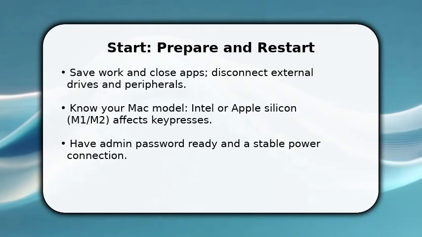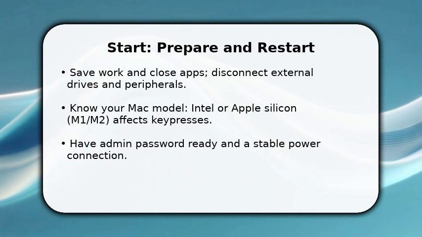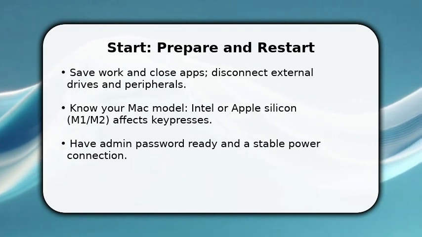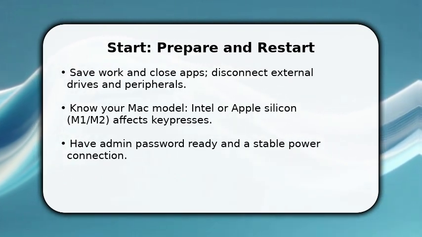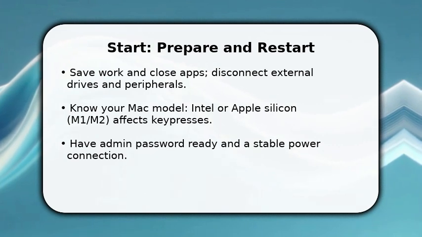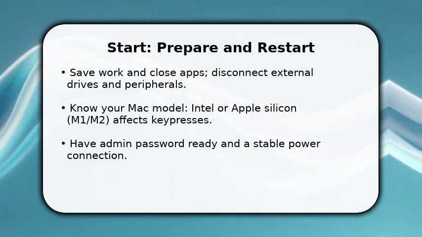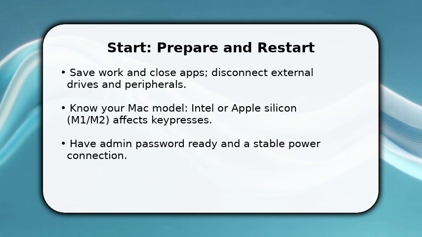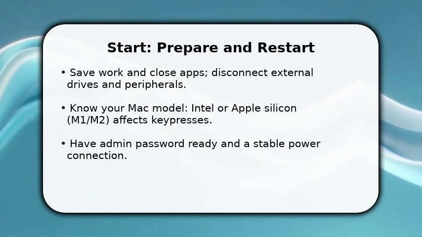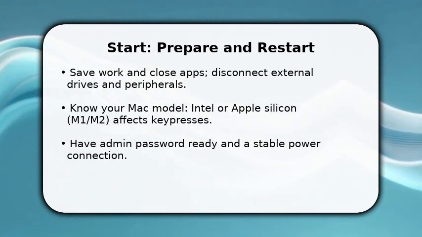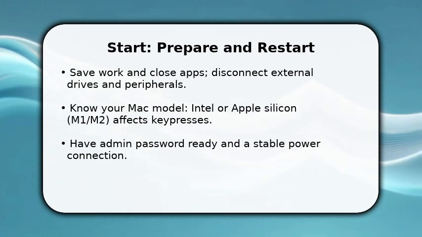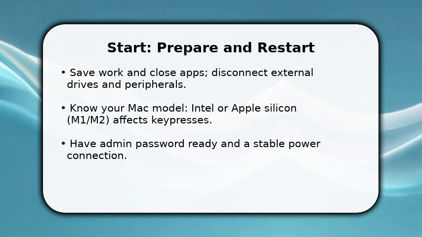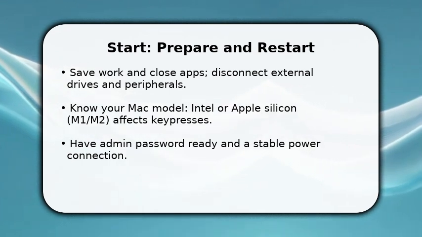You begin by securing your session. Save files, quit apps, and disconnect USB drives so Disk Utility targets the internal volume. If you have Intel, you will use specific key combos. If you have Apple Silicon, the startup options differ, so confirm your model now. Once done, plug in power and make sure you know an admin password. You do this to avoid accidental changes and to ensure the Mac boots cleanly into recovery without peripheral interference.